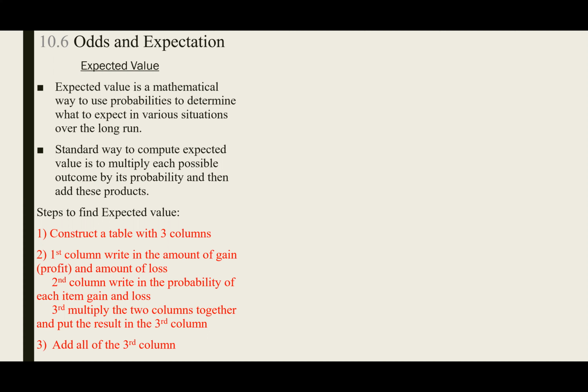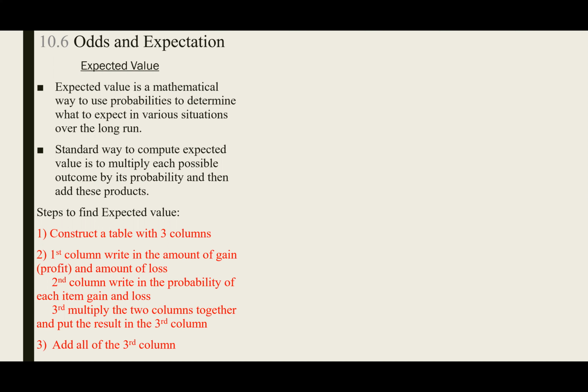And the third column, you need to multiply the first column with the second column, meaning you need to take the amount multiplied by the probability. Okay, so again, construct the table, find the amount, find the probability, and multiply the two items together. And to find the expectation, all you do is add them together. If they are positive, you add them. If they are negative, you subtract them.